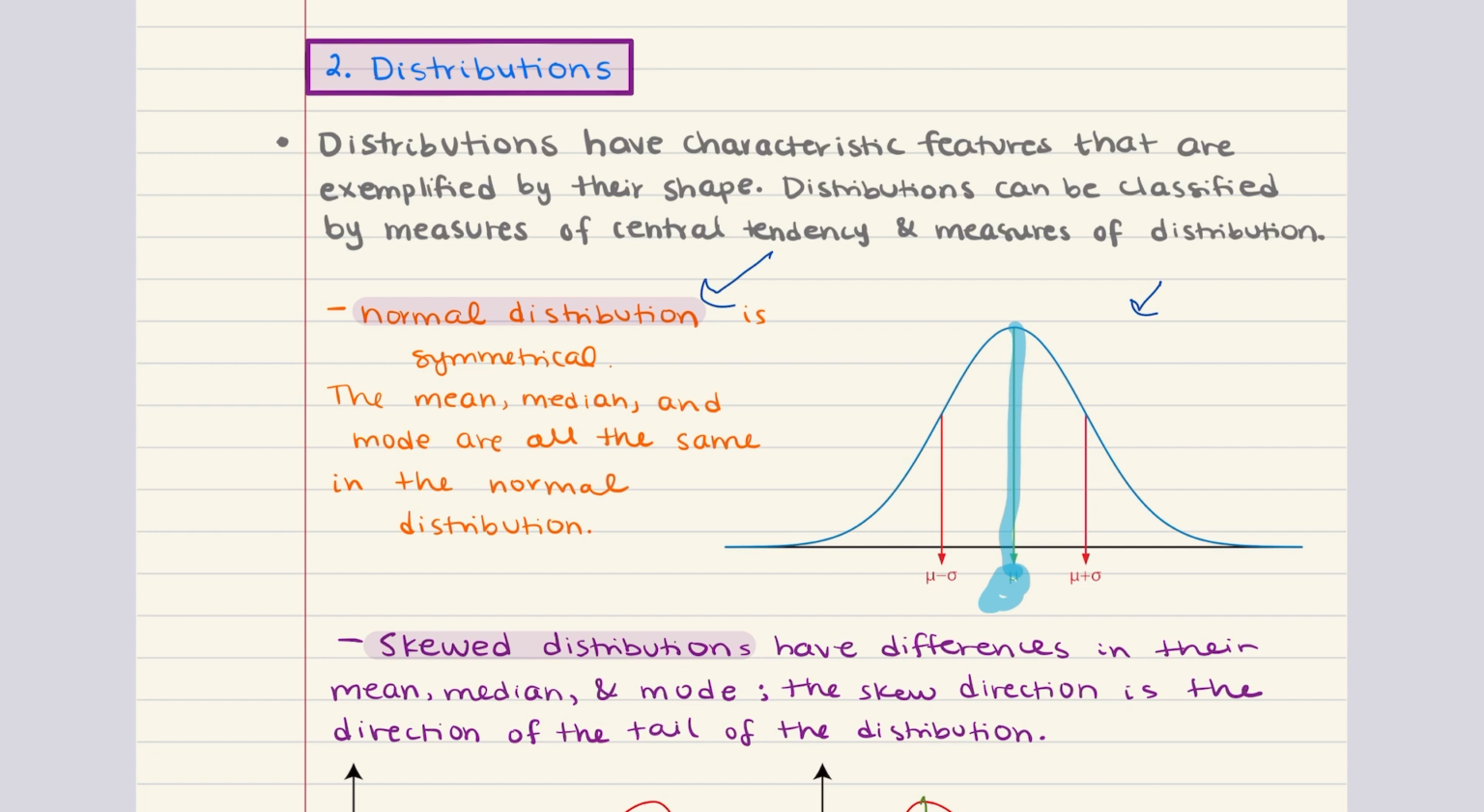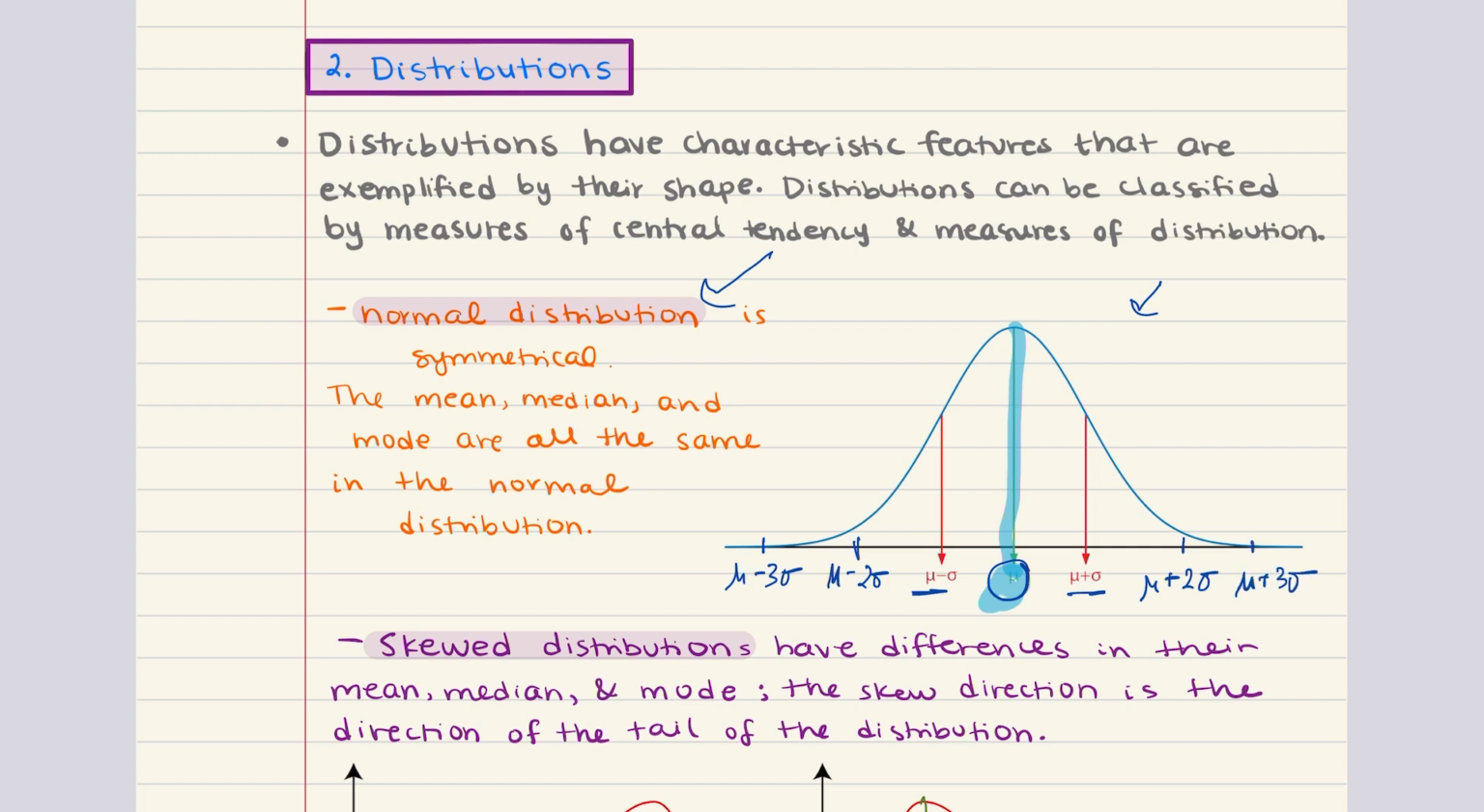68% of the data falls within one standard deviation of the mean. 95% of the data falls within two standard deviations of the mean, and then 99.7% of the data falls within three standard deviations of the mean.